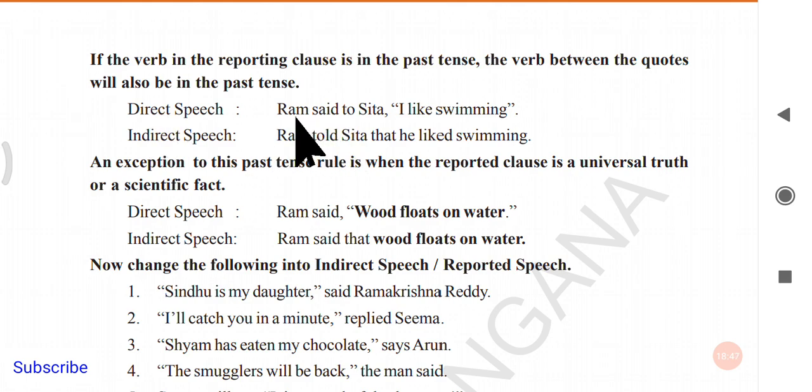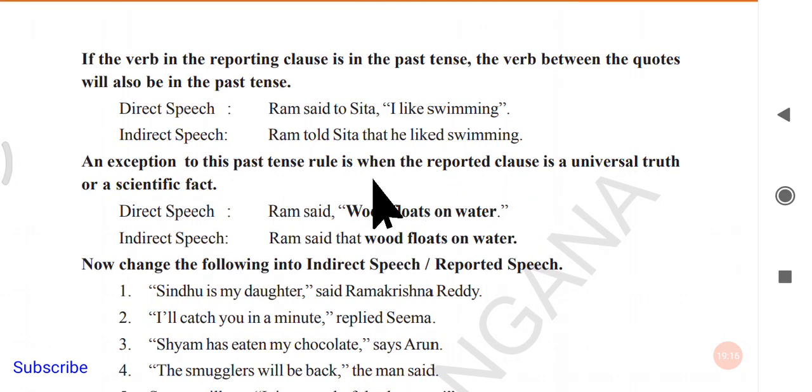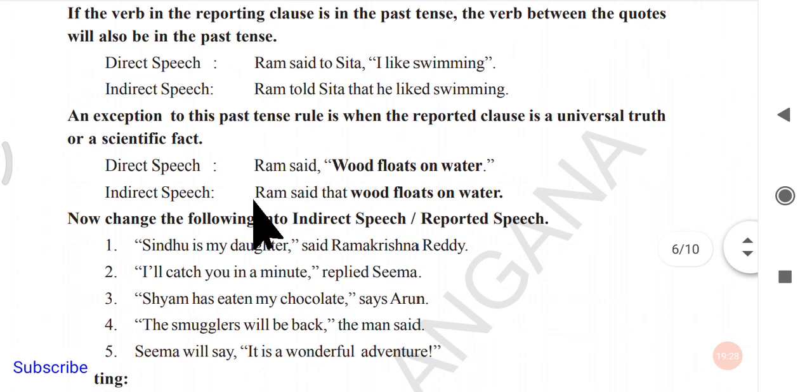So direct speech here, Ram said to Sita, I like swimming. Ram told Sita that he liked swimming. Because it is in the past tense, Ram told Sita that he liked swimming. Next, an exception to this past tense rule is when the reported clause is a universal truth or a scientific fact. If the information in the inverted commas is a universal truth or a scientific fact, then there is a different rule. That is called an exception. Let us see what it is.